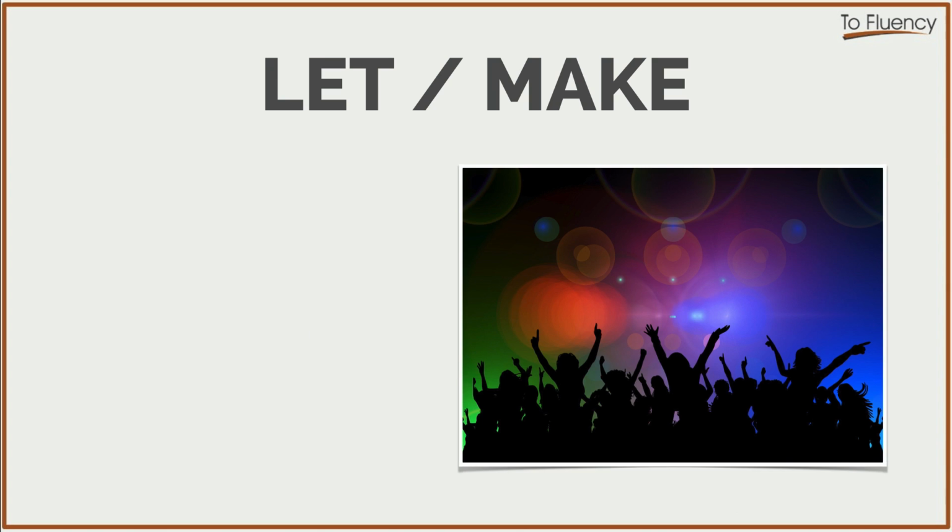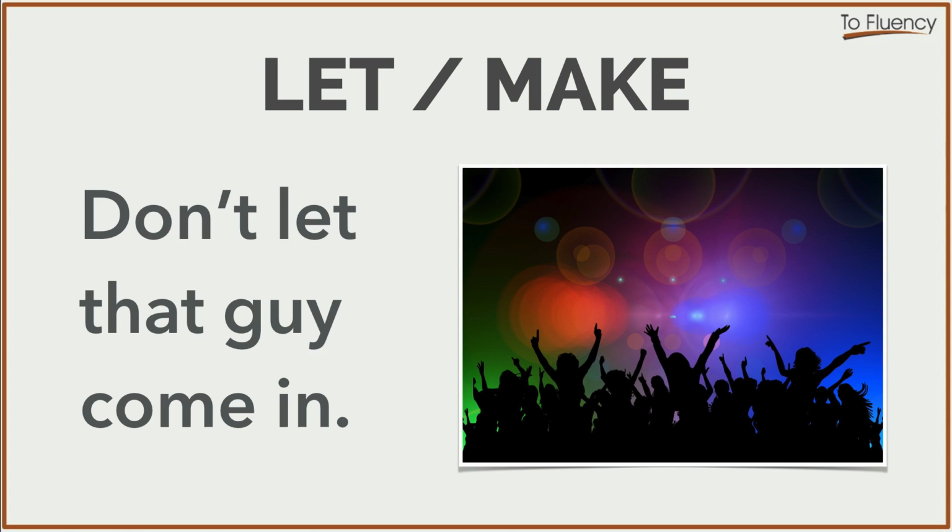Now for the last example, imagine that two security guys are talking to each other at a nightclub. One of them spots a guy. So he sees a guy who he doesn't like, someone who's maybe very drunk, someone who is maybe quite aggressive. And he says to his other security friend, "Don't let that guy come in." So in this case, we're using the imperative in the negative. Don't let that guy come in.